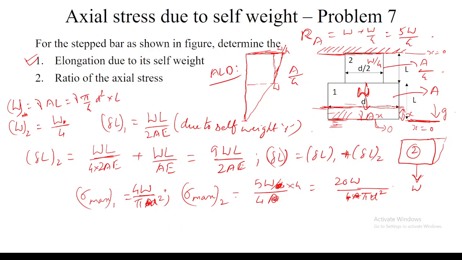Sir, in the second member, 4 and 4 will be cancelled out, so that will be 5W by pi d square, right? See, actually here 5W by 4 is the load, and area is nothing but pi by 4 into (d by 2) the whole square. If you write like this, it will turn out to be 20W by pi d square. Yes, sir.